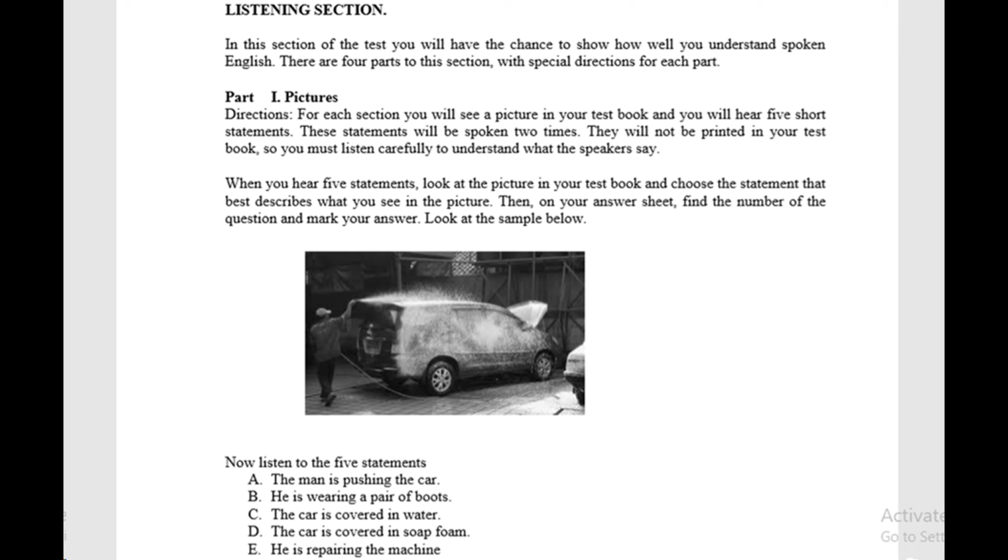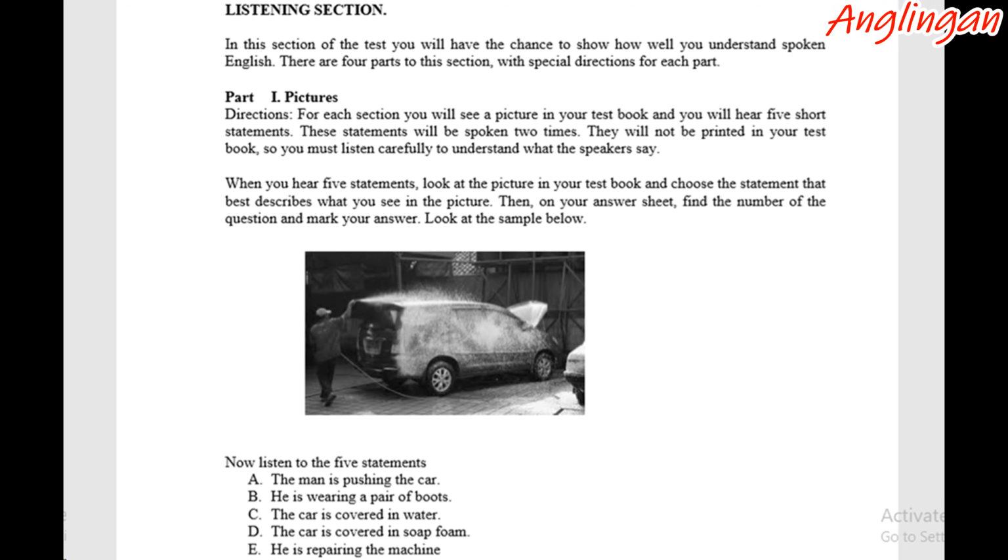A. The man is pushing the car. B. He is wearing a pair of boots. C. The car is covered in water. D. The car is covered in soap foam. E. He is repairing the machine.